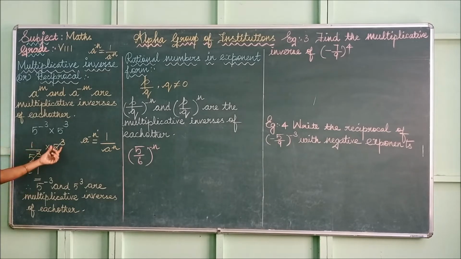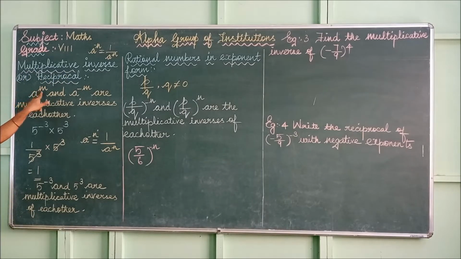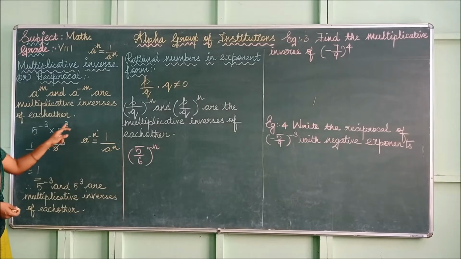So 5^(-3) is a reciprocal of 1 by 5^3. Sorry, 5^(-3) is a reciprocal of 5^3. 5^(-3) can be called 1 divided by 5^3. And it is the reciprocal. So listen carefully. Multiplicative inverses are reciprocals. What does that mean? a^m and a^(-m) are the multiplicative inverses of each other. So an example. What is that example? 5^(-3) into 5^3.